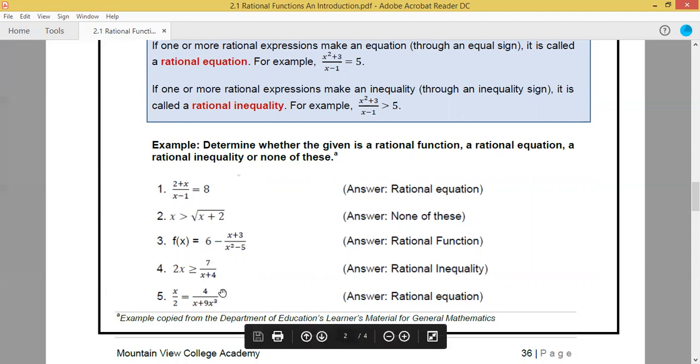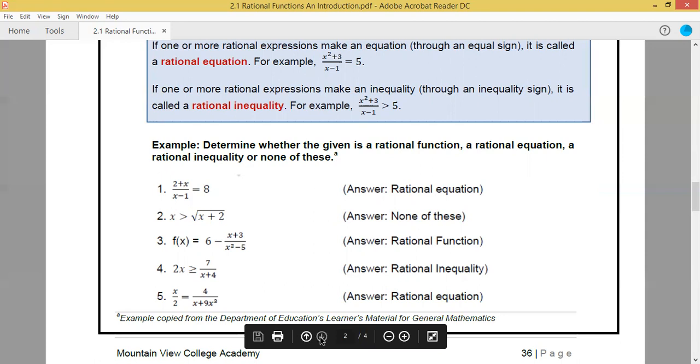The last one, the numerator is a polynomial. The denominator is a polynomial. So this is a rational expression. With the equal sign, it becomes a rational equation. This ends this lecture video for lesson 1.